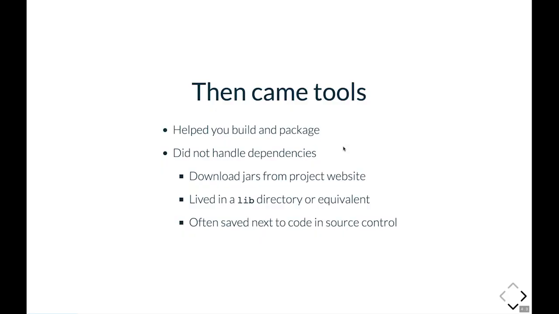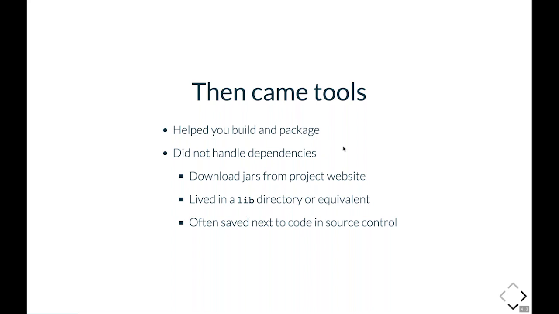And so what happened is that tools appeared. The first generation of tools was really to help you build and package your Java libraries or applications. These tools did not take care of dependencies. What they took care of was building all the parameters that the different command line tools required, and abstracting the definition of those.